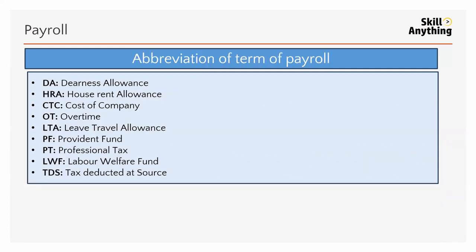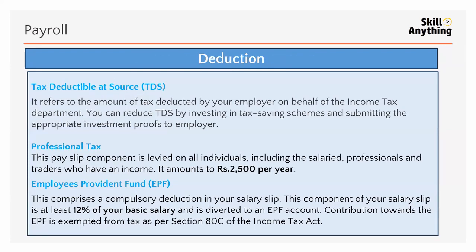Now come to the next point, abbreviations of payroll. DA is dearness allowance, HRA full form is house rent allowance, CTC cost to company, OT means overtime, LTA leave travel allowance, PF provident fund, PT professional tax, LWF labor welfare fund, and TDS is tax deducted at source. Now come to the point of deductions.